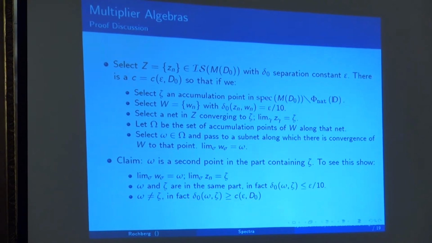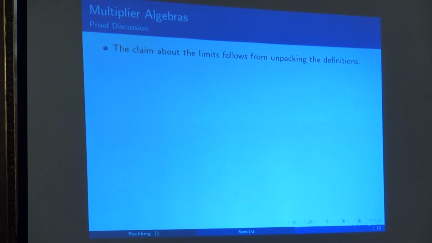They are not the same point because the delta zero distance between omega and zeta can be estimated from below. Again, I want the Gleason distance here. I estimate from below in terms of the Gleason distance of the approaching points. That distance was set at epsilon over 10, so this distance is bounded away from 0. So they're not the same point.